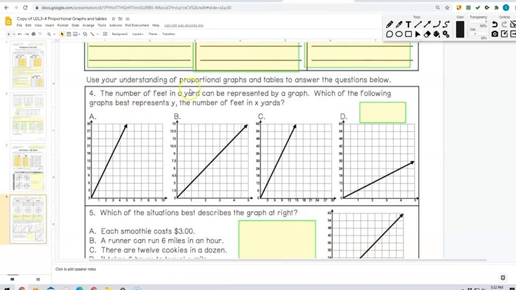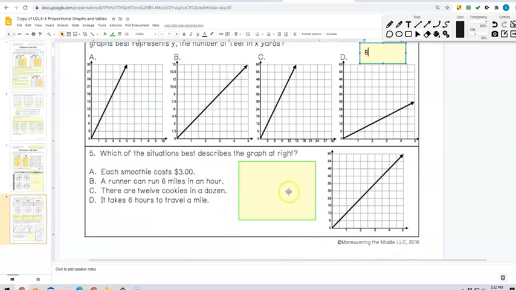The number of feet in a yard can be represented by the graph. Which of the following best represents y, the number of feet in x yards? So 1 yard is 3 feet. Hey, that one matches up there. 2 yards is 6 feet. So it looks like our answer is B. Whereas this one said 1 is 6. This one said 3 is 12. This one says 1 is 6.